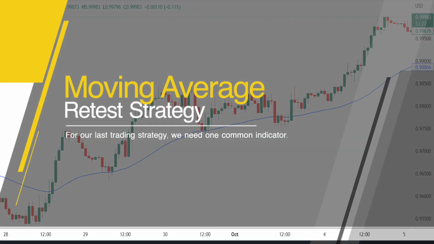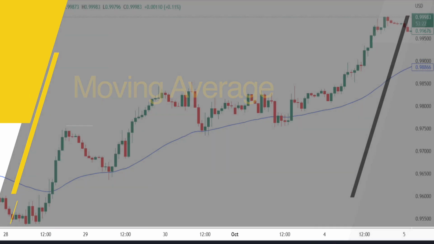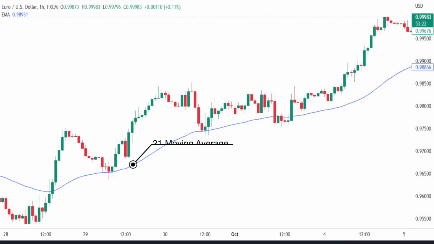For our last trading strategy, we need 1 common indicator, alright? Apply the 21 moving average. In this strategy, we need to satisfy 3 conditions. First, the price should break out the 21 moving average. Second, the price made a pullback to the 21 moving average. Lastly, it should bounce immediately and print a strong green candle.